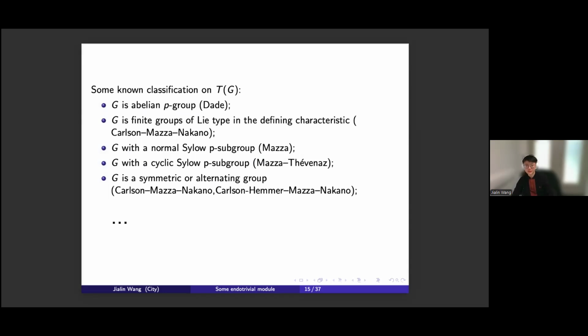So we know a lot of things already. When G is an abelian p-group, we know. When G is a finite group of Lie type in defining characteristic, and I should add more, in non-defining characteristic, we also know. And when G has a normal Sylow p-subgroup or a cyclic Sylow p-subgroup, and when G is a symmetric or alternating group. So we know the classification for these cases and some more. And the case I will be interested in is when G is a symmetric group.